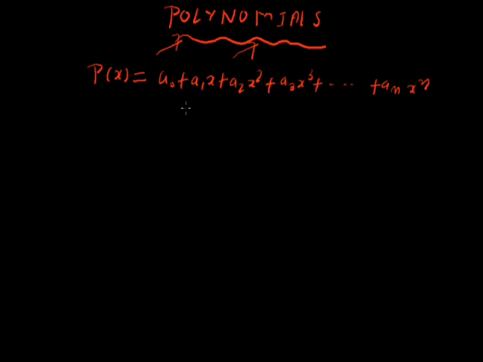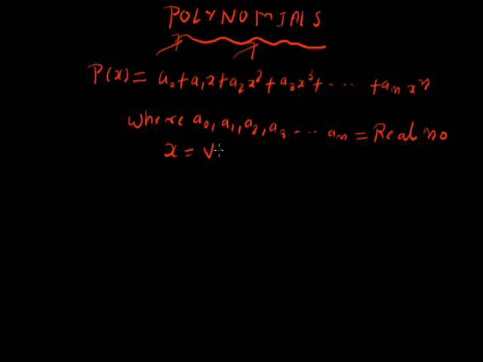Except x, the terms which are appearing in this expression are all constants. Here a0, a1, a2, a3 are all constants. So we can write where a0, a1, a2, a3 up to an are constants and these can take real values. Okay. And what about x? x is our variable in which our polynomial is defined.